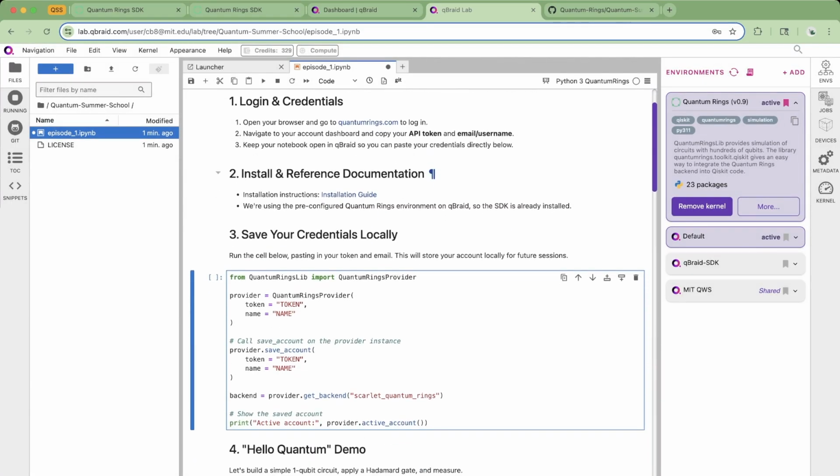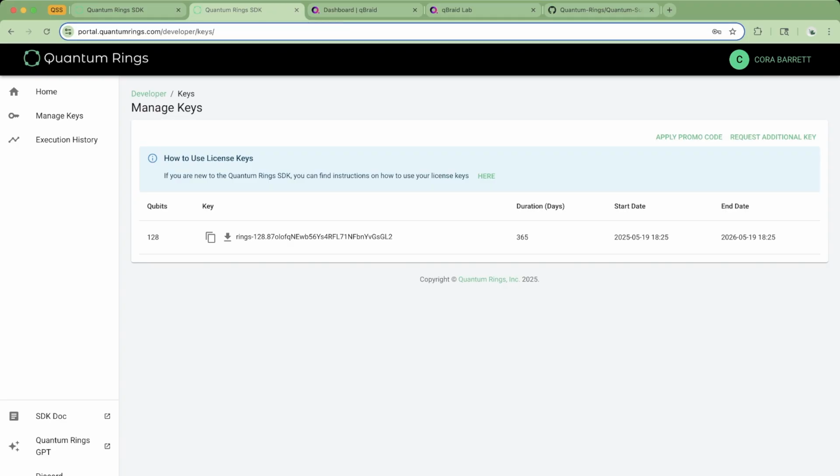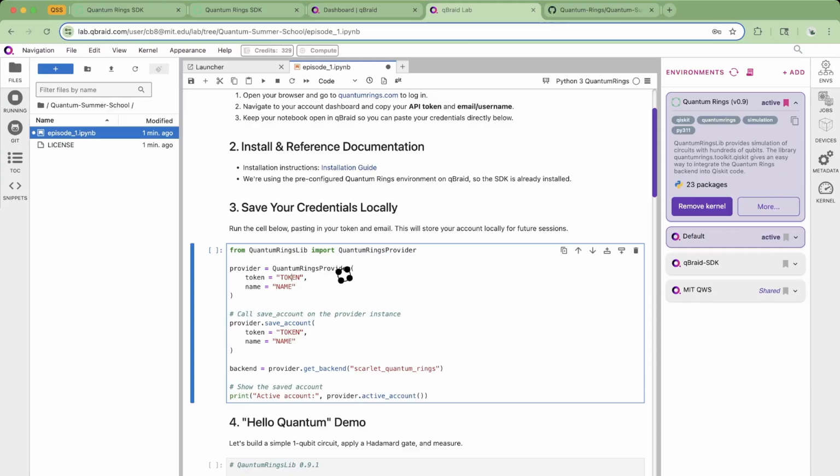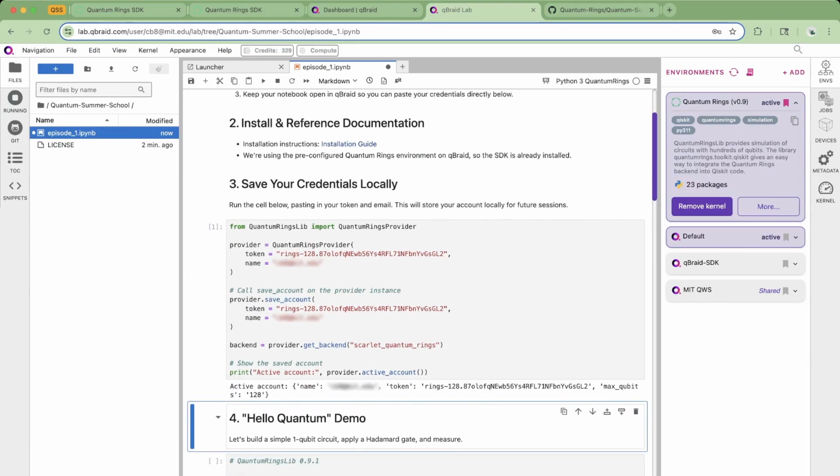And now we need to get our key from the Quantum Rings website. So go to your account and find your key under Manage Keys, copy and bring it over. And where it says token, replace that with your key. And where it says name, put your email address. And now we have our activated account.